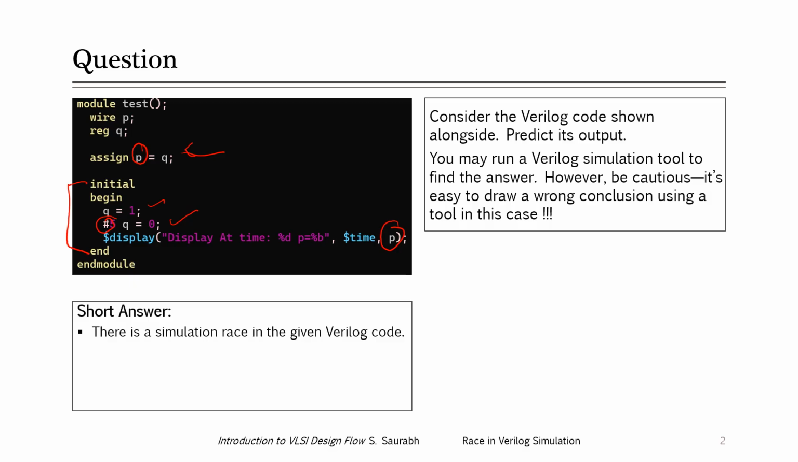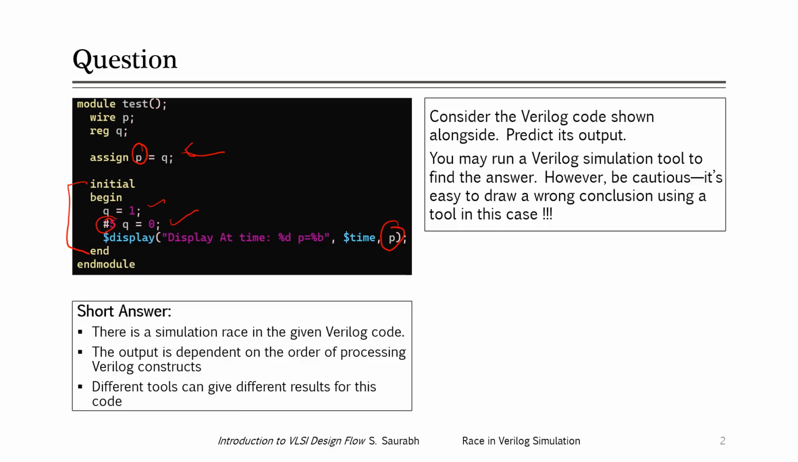So what is a race? We'll see. But since there is a simulation race, the output will depend on the order of processing Verilog constructs. And since it is dependent on the order of processing, different tools can give different results for this code. So if we just run one tool, it will produce some answer and we'll think that this is the correct output. But since there is a race, another tool can give another output and that output is also correct, right?